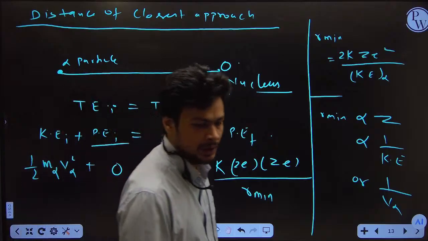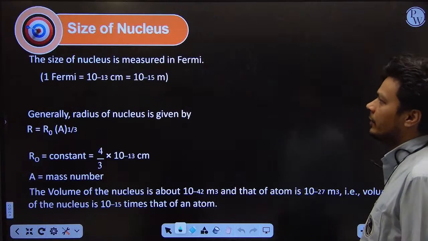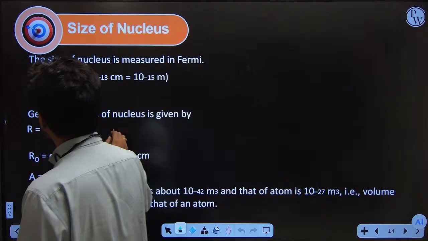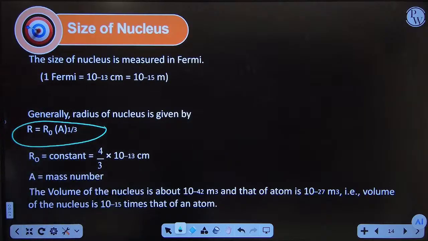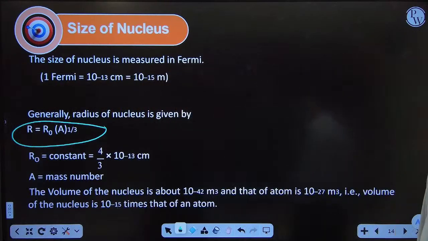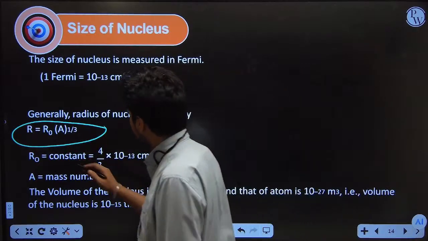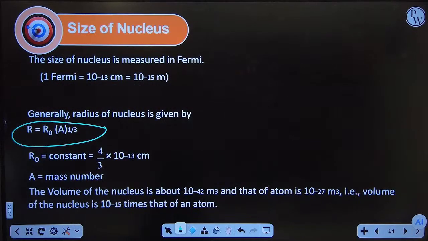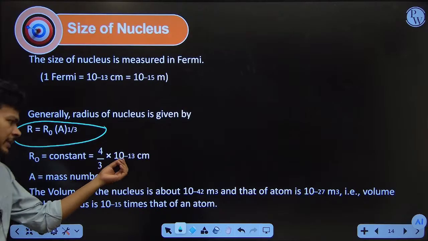Okay, so now using this, we found the size of the nucleus. What is the size of the nucleus? It is calculated by this formula: R is equal to R naught A to the power 1 by 3. What is A? Atomic mass, or you can also call it mass number. And this R naught value is a constant, which is 1.3 into 10 to the power minus 15 meter, or in centimeter we can write it as 10 to the power minus 13.